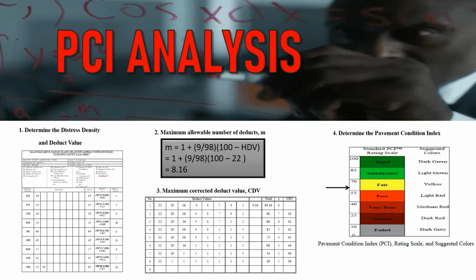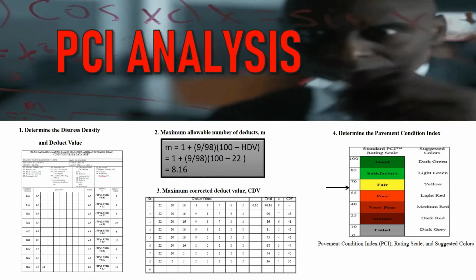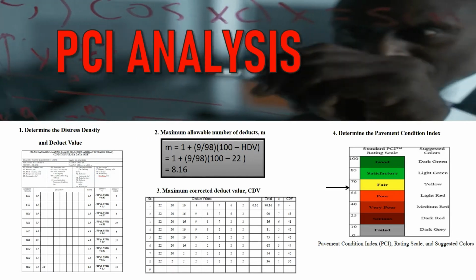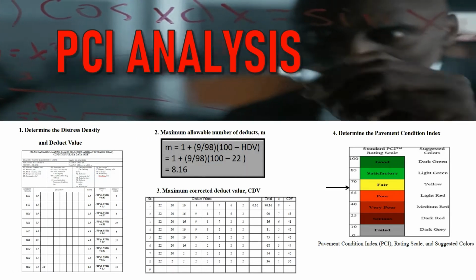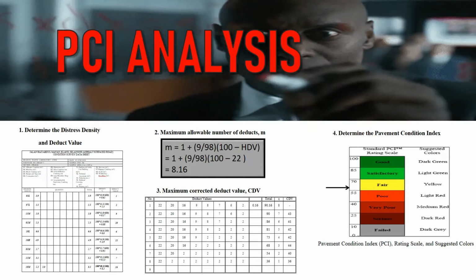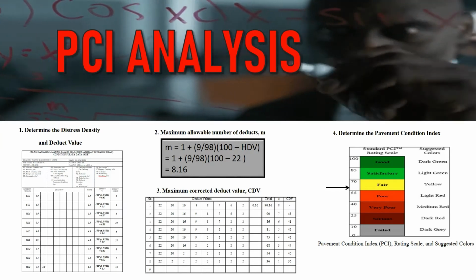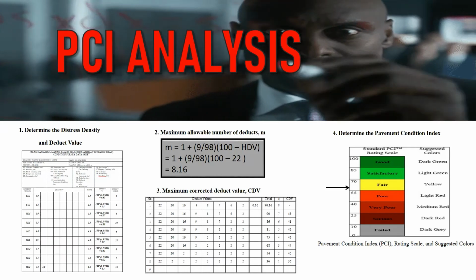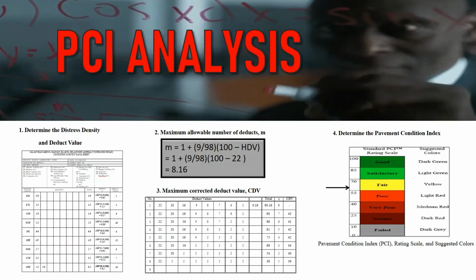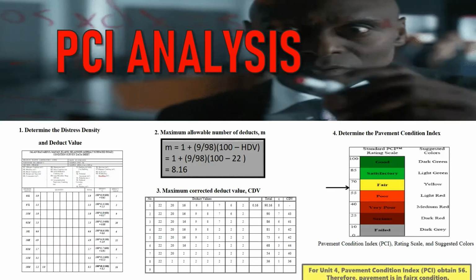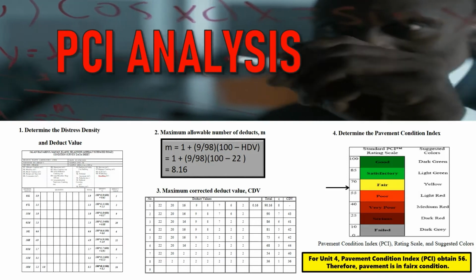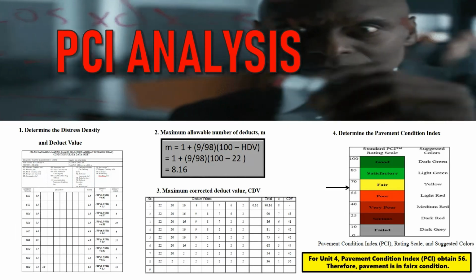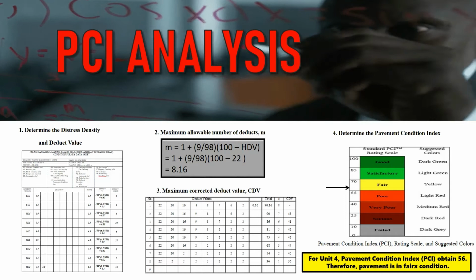To determine pavement condition index of unit 4, distress density and deduct value are calculated. Then calculate the maximum allowable number of deducts. By using the formula, the maximum allowable number of deducts obtained is 8.16. After that, maximum corrected deduct value CDV is calculated and the value obtained is 44.